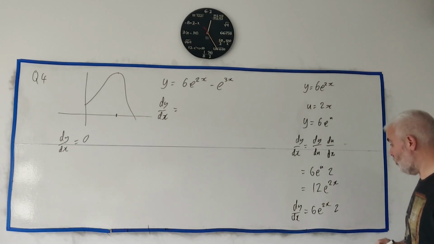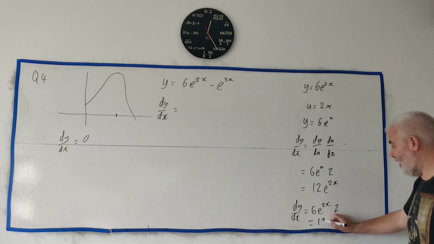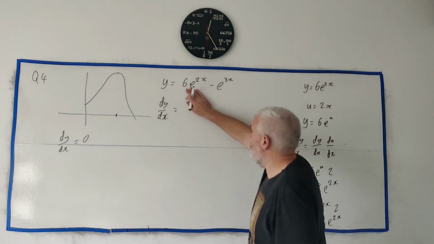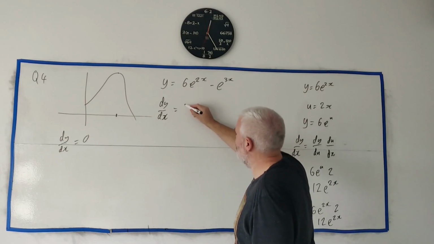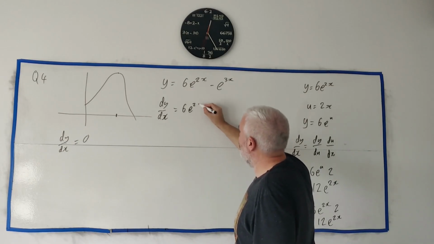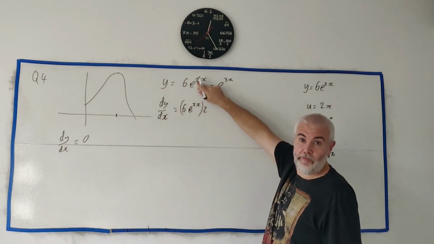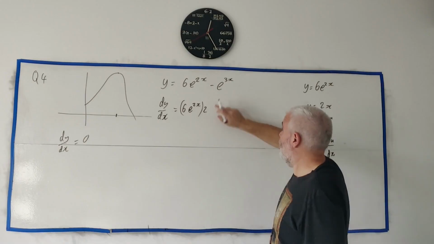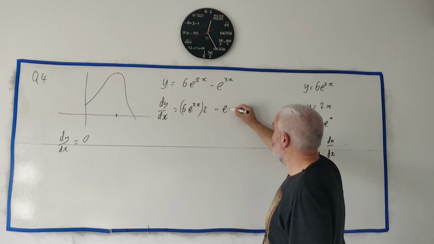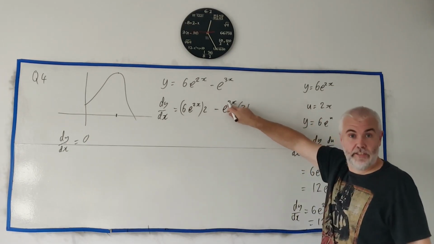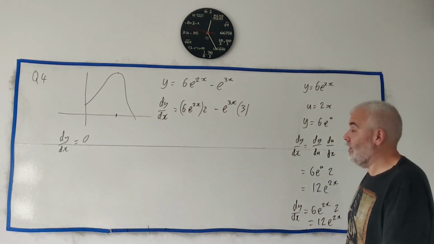So I just multiply by 2. Or usually I do all that in my head and just say 12e to the 2x. So I'd look at this and say, well, let me do this half slowly. 6e to the 2x multiplied by a 2, and that 2 is coming from the derivative of the exponent. Doing this one here is minus e to the 3x multiplied by 3. That 3 is the derivative of the exponent up there. That's how I do it.